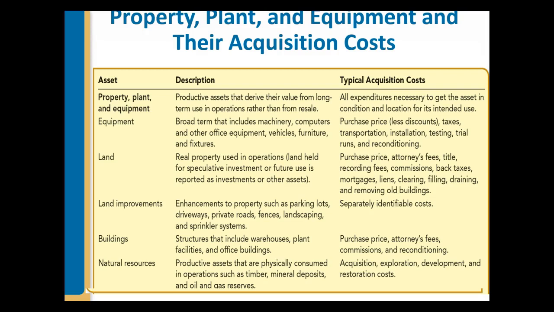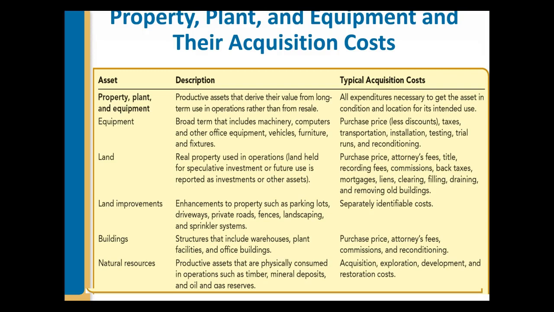This slide provides a description of some assets usually included in property, plant, and equipment, along with what costs are typically included with these acquisitions. As you see here, equipment can include machinery, computers, office equipment, vehicles, furniture, and fixtures. The acquisition cost isn't just the purchase price, but taxes, transportation, installation, testing, trial runs, and reconditioning. Land, of course, is real property, and includes the purchase price, attorney fees, title, recording fees, commissions, any back taxes that the buyer may pay, mortgages, liens, clearing, filling, draining, and the removing of old buildings.